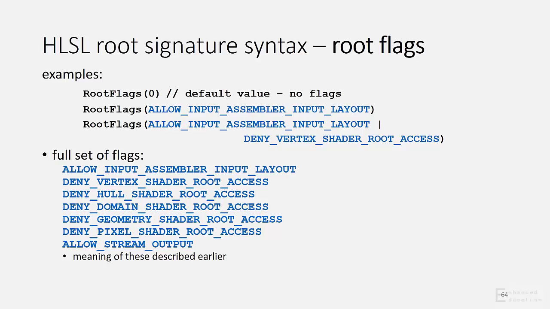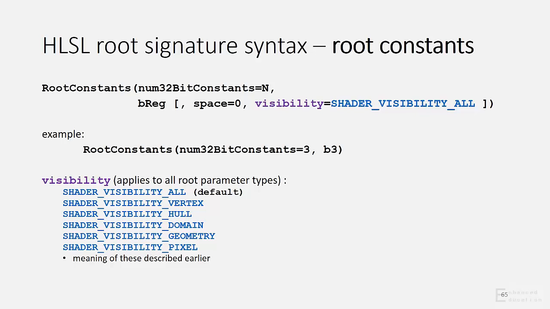Here's some examples of the root flags clause where the set of flags you want is ORed together. Not specifying this clause at all is the same as using root flags of 0. Here's the full set of flags that can be defined, and the meanings of all these are described earlier. Here's a root constant declaration. It consists of a count of constants, the HLSL register binding for it, where it shows up as a constant buffer view in the shader, and optionally a register space and shader visibility. Here's all the shader visibility options, the details of which are described earlier.